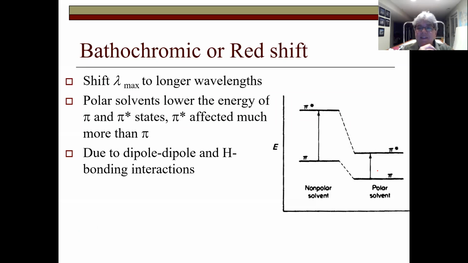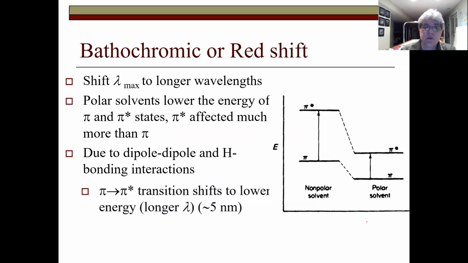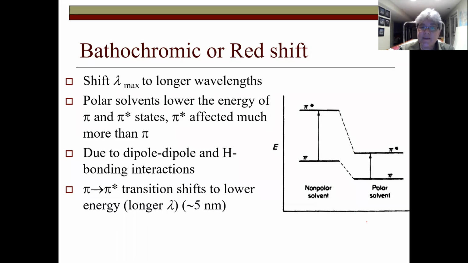And the reason these energies drop is because you get interactions between the solvent and your molecule. You get dipole-dipole interactions and hydrogen bonding. And that's why these energies change. So what that means is that the pi to pi star transition goes to a lower energy in polar solvents. And remember, lower energy means longer wavelength or a red shift. Now, these shifts are pretty small, only about 5 nanometers, but it is a shift of that lambda max, about 5 nanometers red.